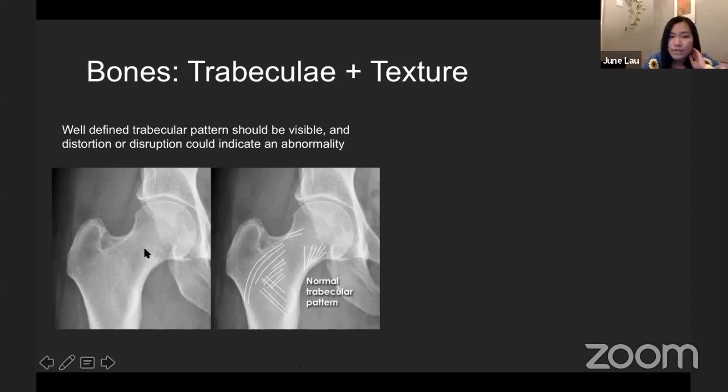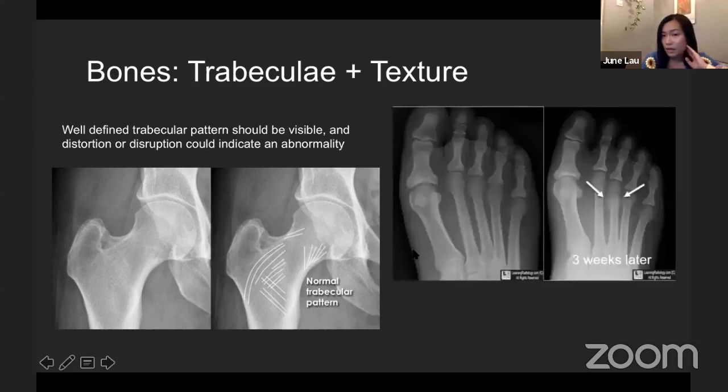So we've got all these tiny little lines of stress along most bones, in fact, all bones. And while you're tracing the cortices, make sure you look at the bones and make sure that these lines are all running in the right directions. There are no abnormal breaks along them as well. Now, when I talk about texture, obviously, I'm referring to cortical texture.